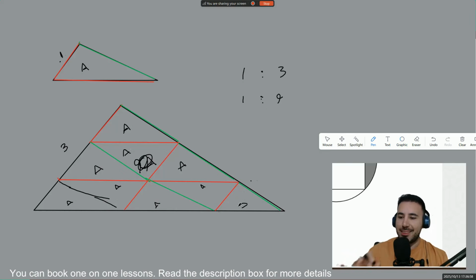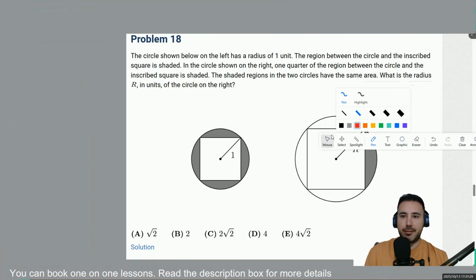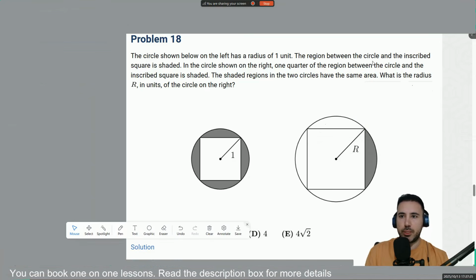Okay, so now let's apply what we learned to the actual question. So we're going to do it really quickly. The circle shown below on the left has a radius of 1 unit. Okay, we could see that. The region between the circle and the inscribed square is shaded. So it's talking about this part around it. In the circle shown on the right, 1/4 of a region between the circle and the square is shaded. So it's going to be this one. The shaded regions in the two circles have the same area.